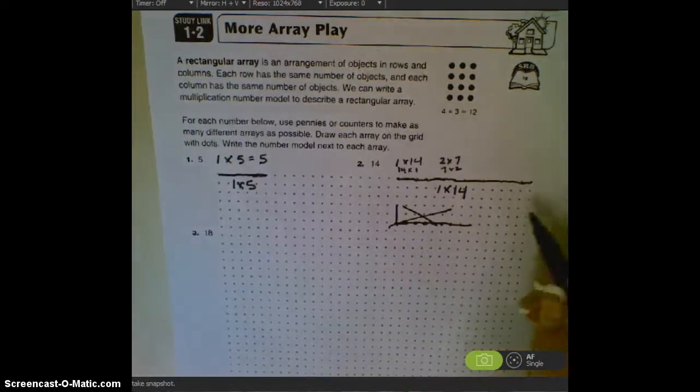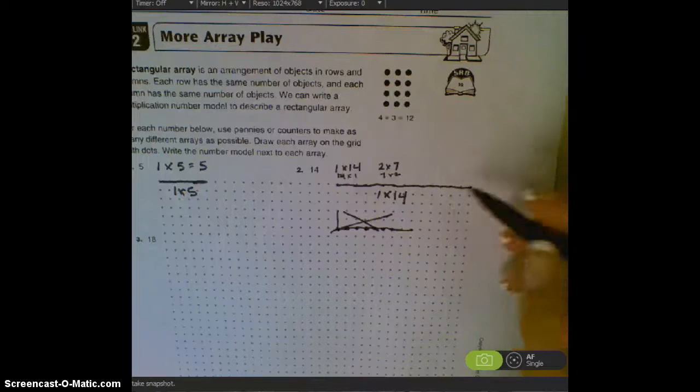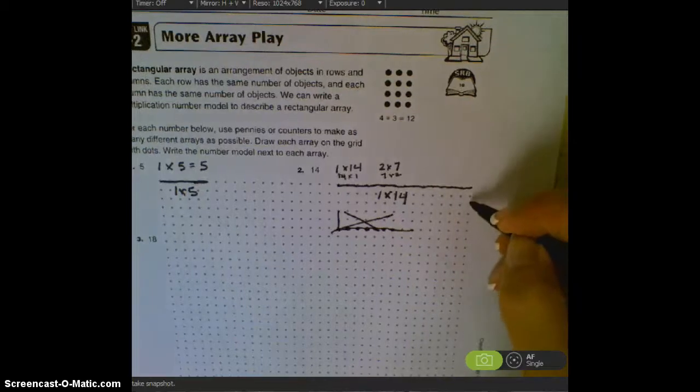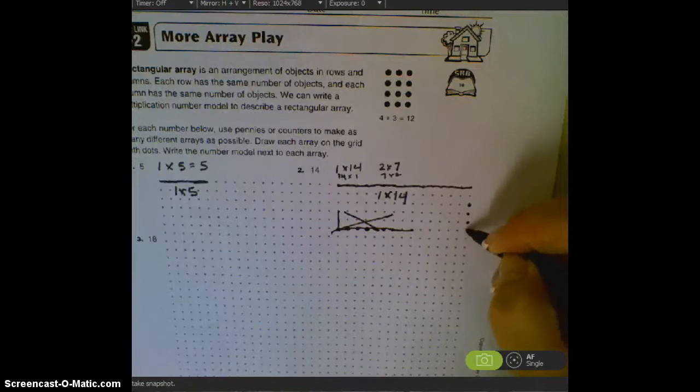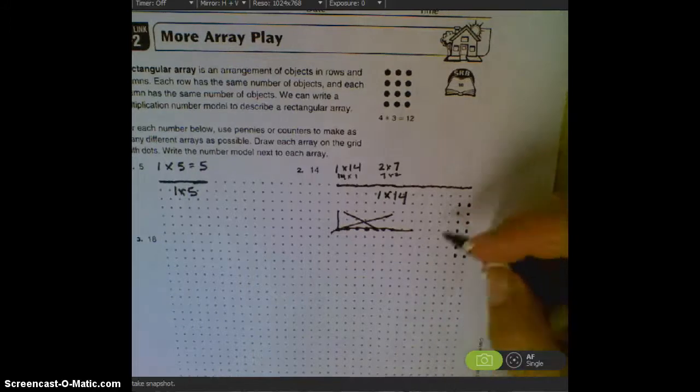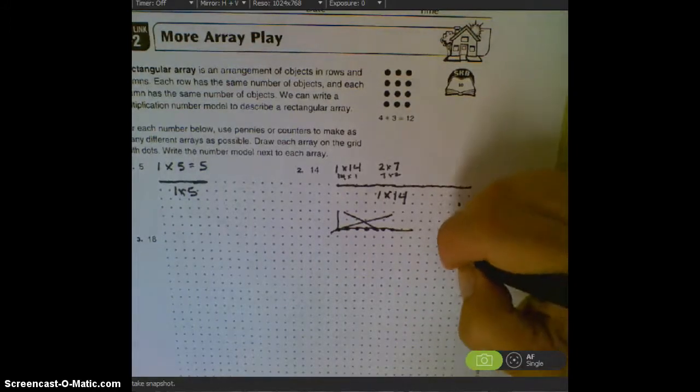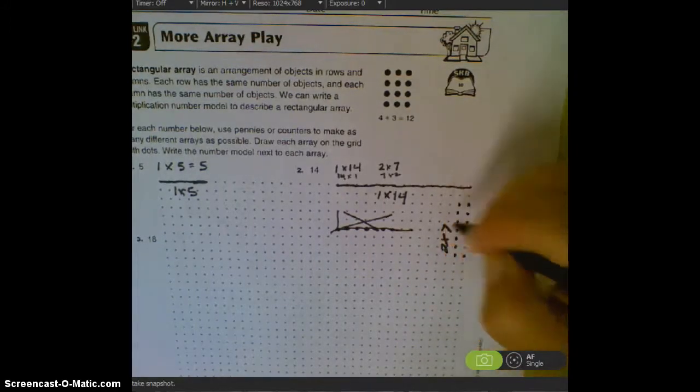I'm going to do this one again. I'm going to do it over this way, and I'm going to do 7 by 2 instead. Let's count. 1, 2, 3, 4, 5, 6, 7. 1, 2, 3, 4, 5, 6, 7. That's better. Alright, and this one is a 2 by 7 array.